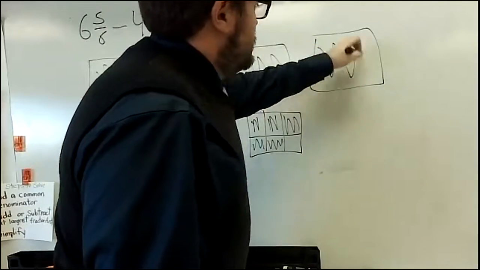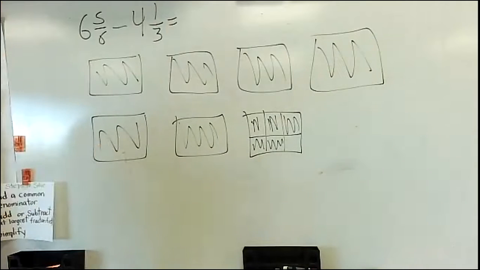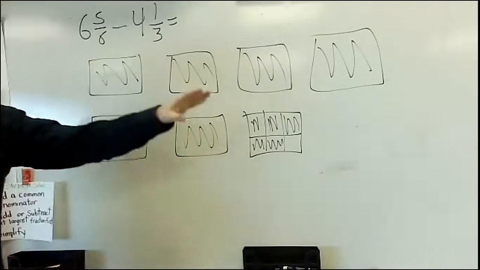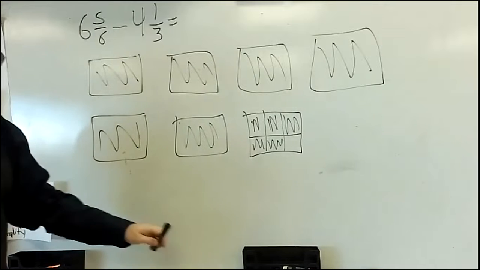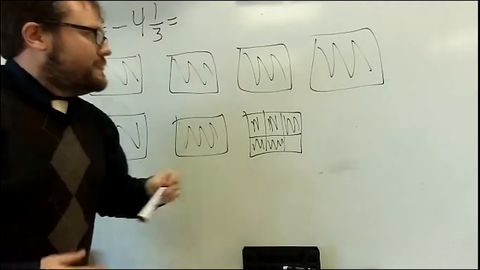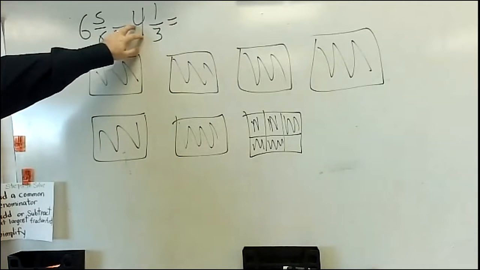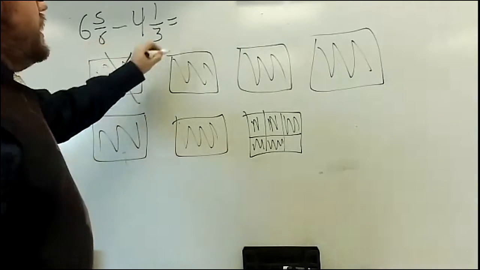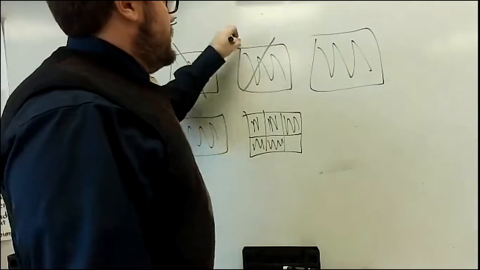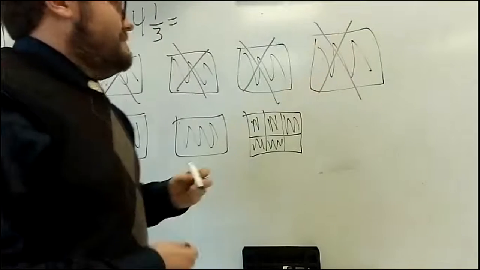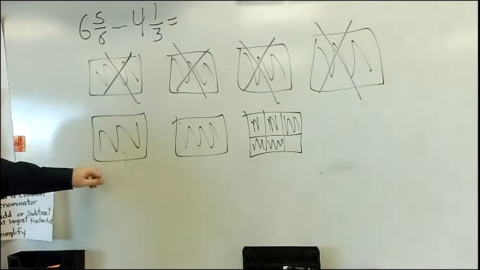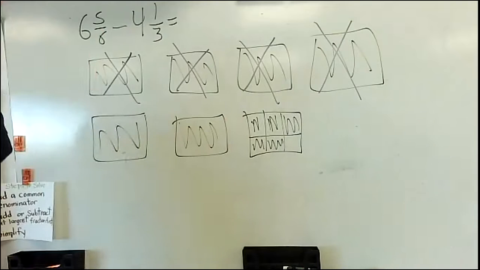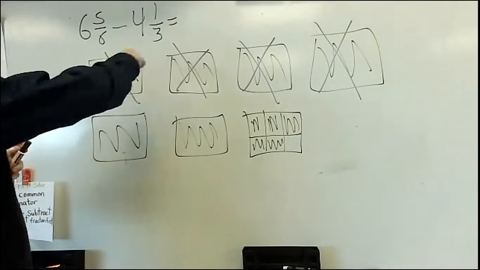Okay. So the first thing I do, now remember with addition, we had to draw and add on to our first number. But remember, subtraction is different. We're taking away. So the first thing I'm going to do, I'm going to go ahead and take away my 4. Okay. I'm going to take away my 4 wholes. So 1, 2, 3, 4. Okay. That leaves me 2 5/6 left.